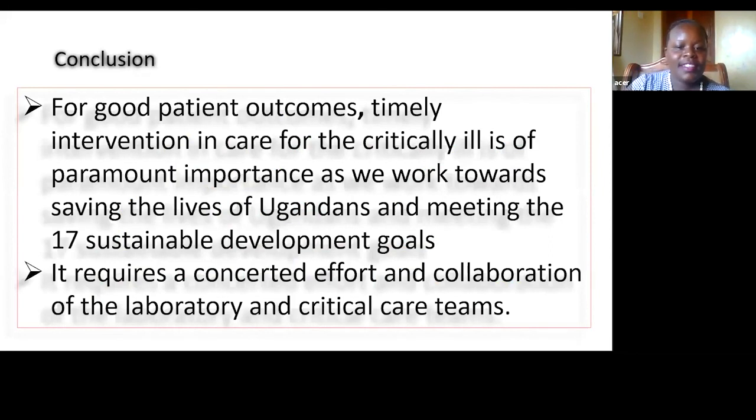Conclusion. Yeah, it has been, I think, a long presentation. For good patient outcome, a timely intervention in care for the critically ill is of paramount importance as we work towards saving the lives of Ugandans and meeting the 17 Sustainable Development Goals. It requires a concerted effort and collaboration of the laboratory team and the critical care team.